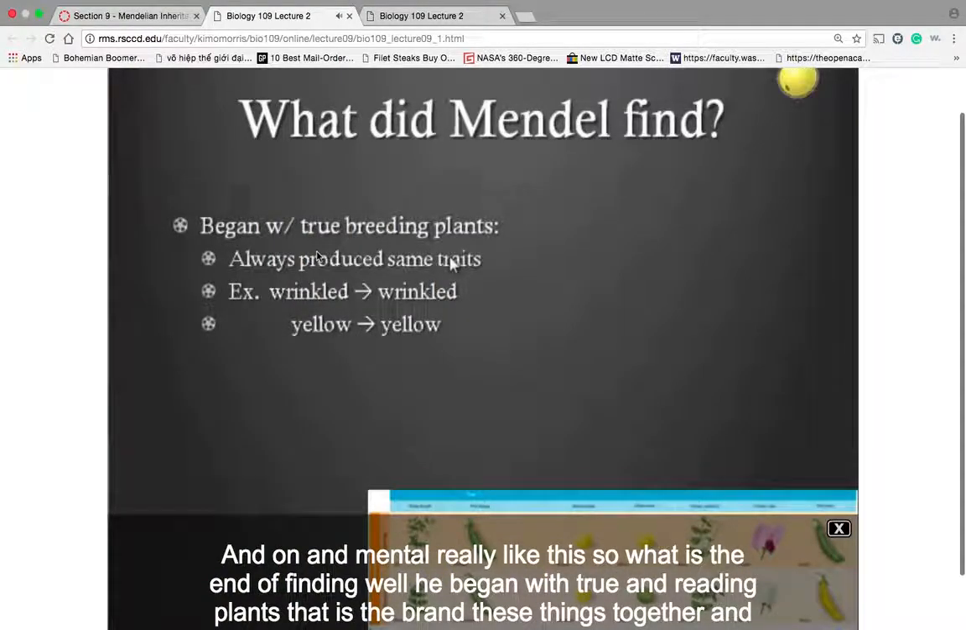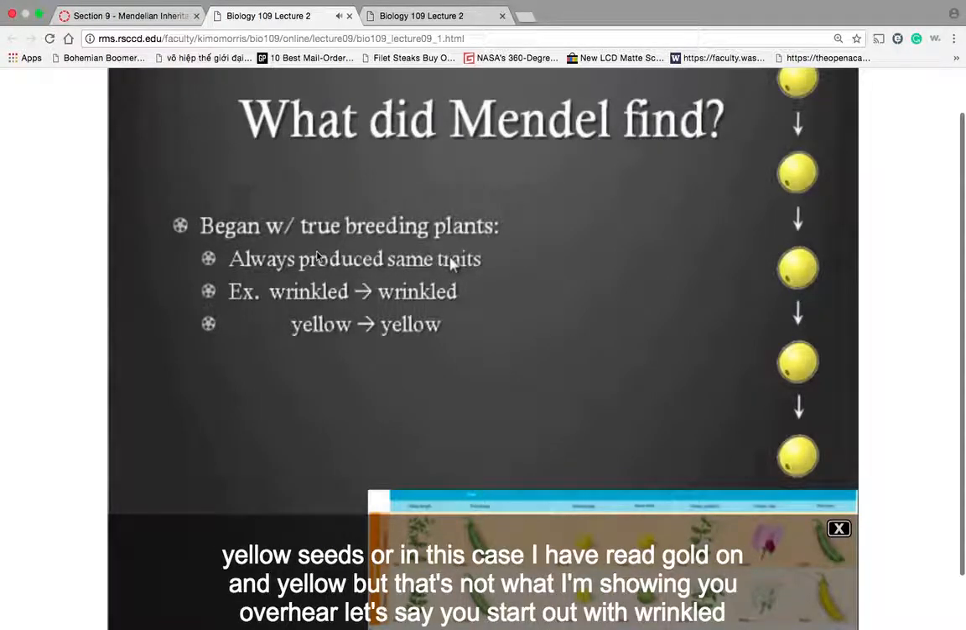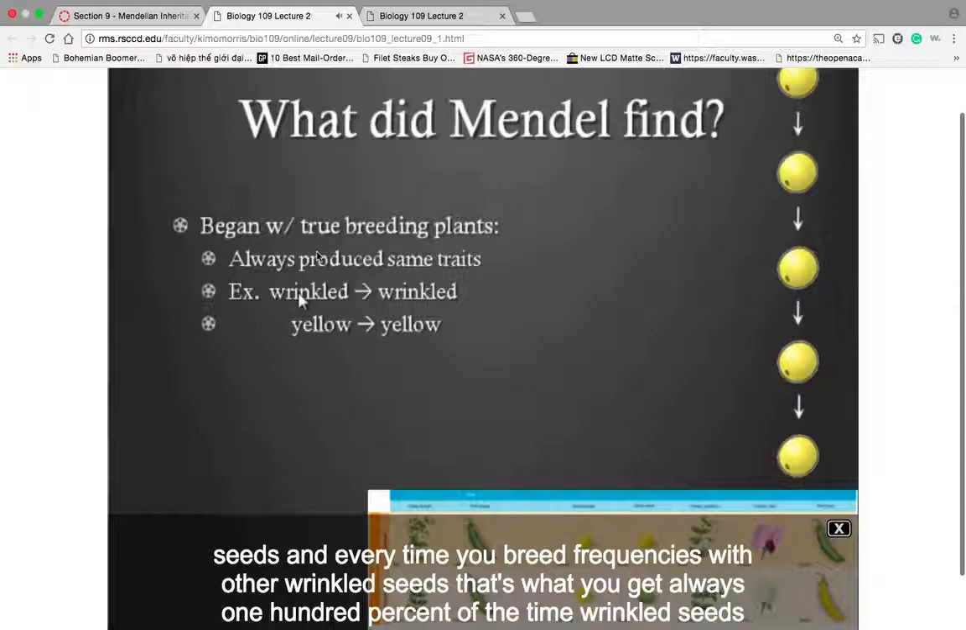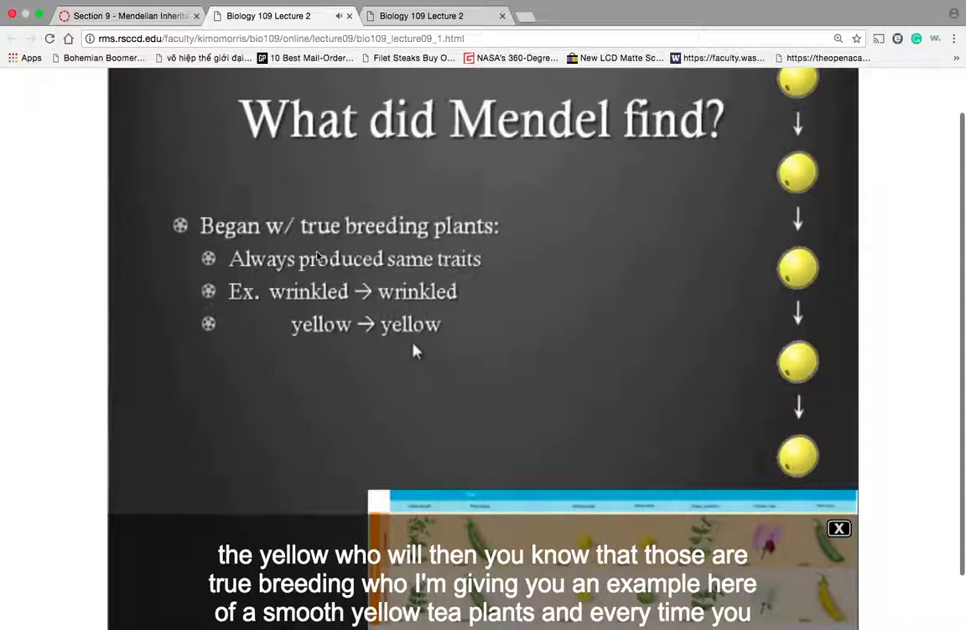So what did he end up finding? Well, he began with true breeding plants. That is, he bred these things together and they always ended up producing the exact same offspring. So, for example, let's say you start out with wrinkled seeds, and every time you breed wrinkled seeds with other wrinkled seeds, that's what you get, always, 100% of the time, wrinkled seeds. Same thing with yellow, 100% of the time you get yellow every time you try and cross a yellow with a yellow. Well, then you know that those are true breeding.